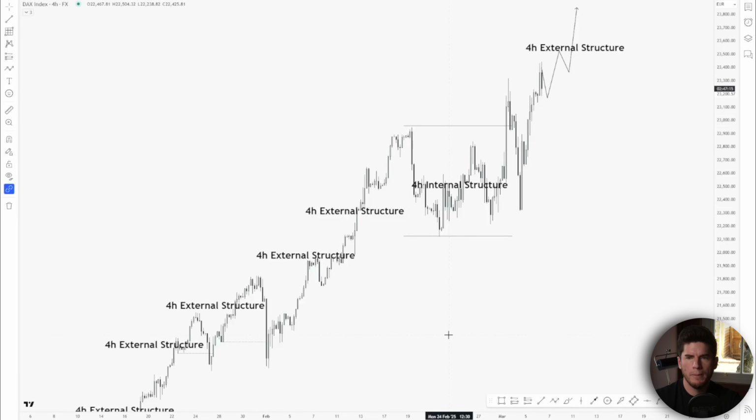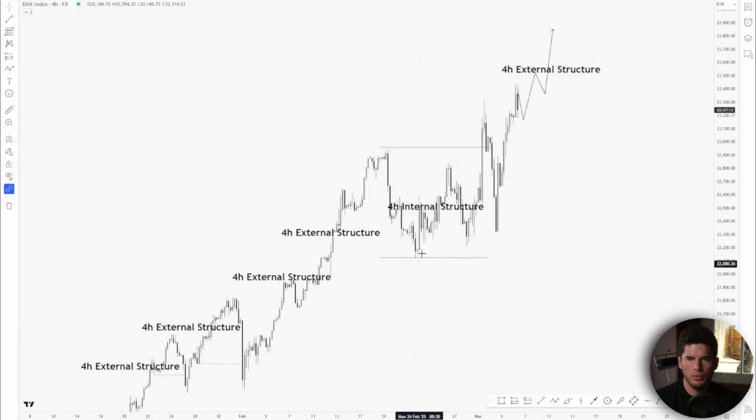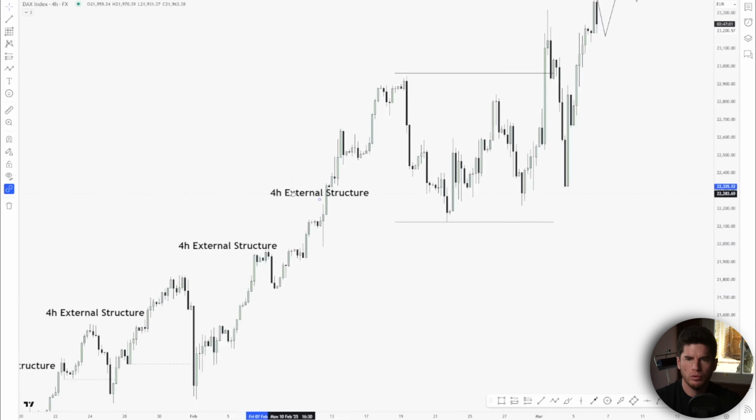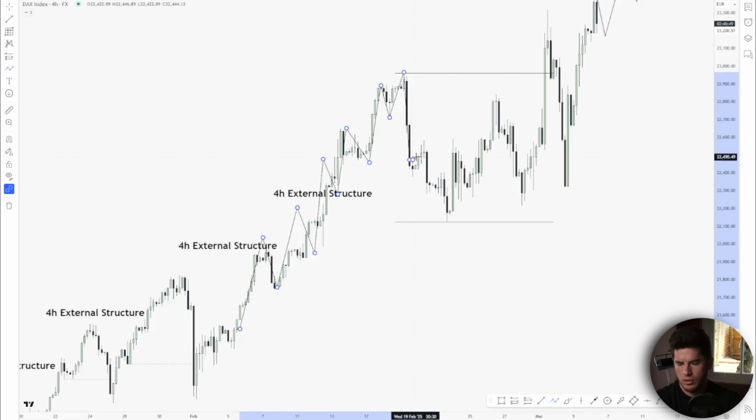I'm going to go over a very recent example. This is only a matter of weeks ago, and then I'll pick one from months ago. We go from external range structure. Remember, this is the 4 hour chart. We go from external range structure on the 4 hour because we are printing higher highs and higher lows and nothing less, right? Until we get to this point where we shift bearish.